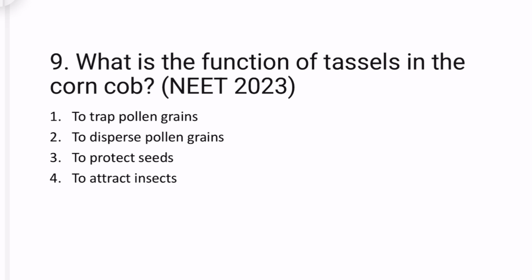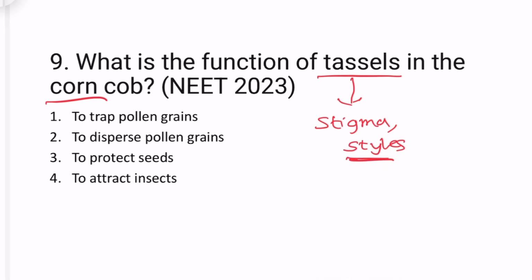What is the function of tassels in the cornucopia? See, tassels are nothing but the thread-like structures that we see in the cornucopia, and these tassels represent stigma and style. So what is the function of these tassels of the cornucopia? These tassels are the long thread-like structures that we see.